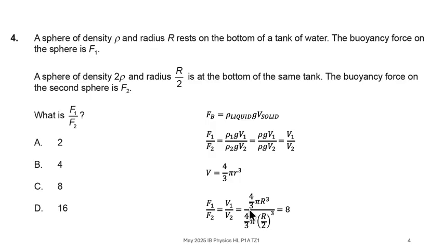So we're going to have 4/3 pi r cubed, where r is the radius of our first sphere. And then we've got r/2 down here. Now if you notice here, the 4/3 pi and pi, they all cancel. The r's even cancel, so we're left really with a 1/2 cubed on the bottom. Well, 1/2 cubed is going to give you 8. And therefore our answer here is C.